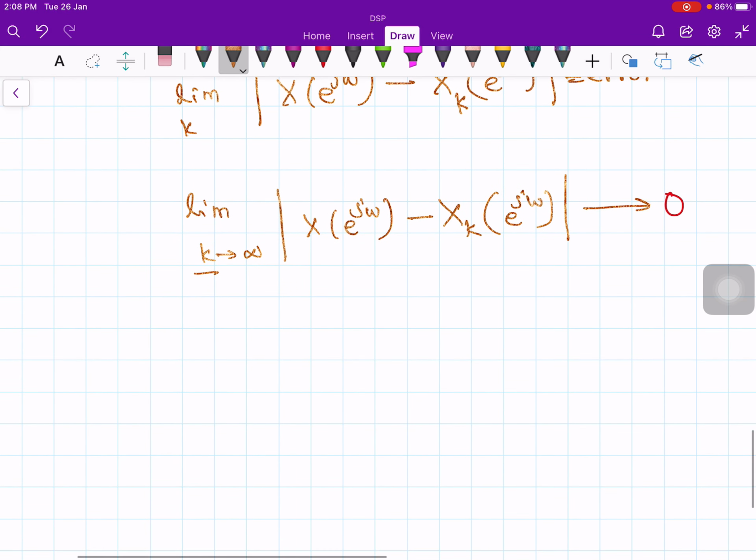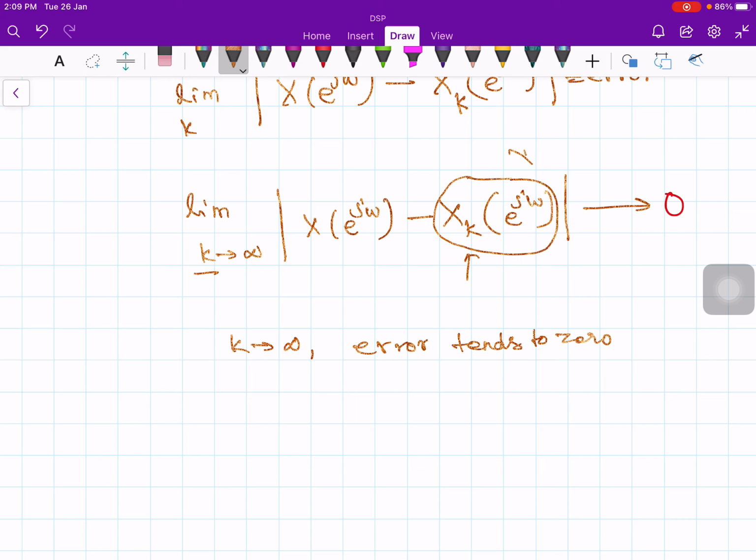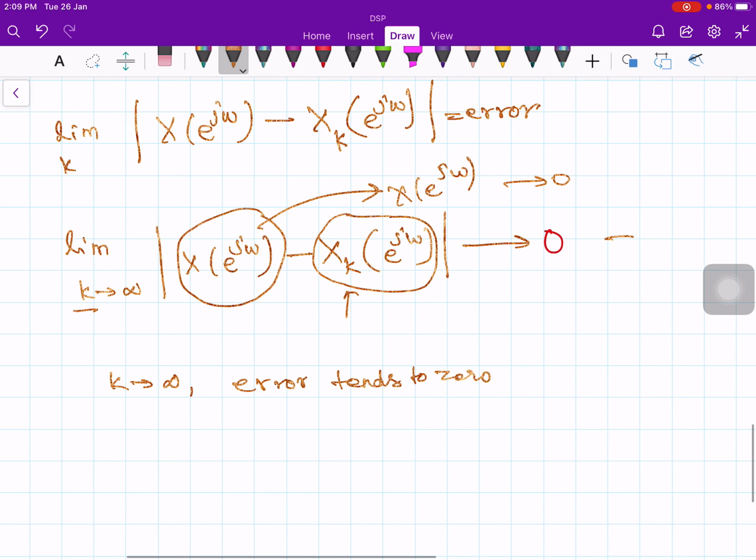So the error must tend to 0. When k goes to infinity, that means you are including all the samples from minus infinity to plus infinity, and once again this becomes x of e to the j omega. Already have x of e to the j omega. This minus this goes to 0. Let me call this equation number 3. Equation 3 for convergence is one of the criteria, and we will show that this equation 3 is sufficient but not necessary.